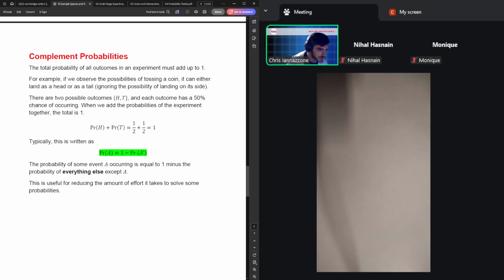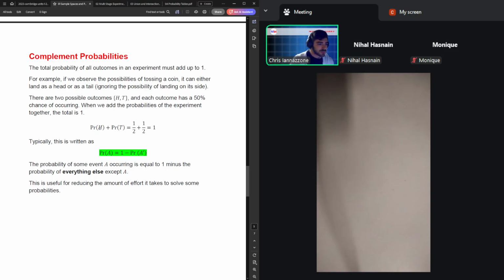Happy to go back. Next up is this idea of complement probabilities. This is where we understand that the probability of all outcomes in a given experiment needs to add up to 1. Given that being the case, if we know the probabilities of every outcome excluding one of them, we know that everything has to add up to 1 anyway. So we simply figure out the ones that we do know, add them up, and then whatever we don't know has to then finally add up to 1.